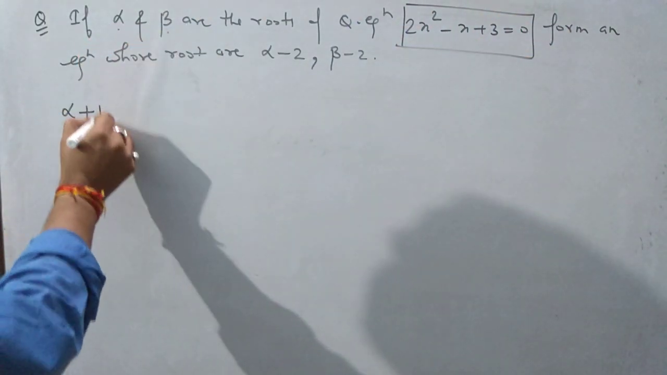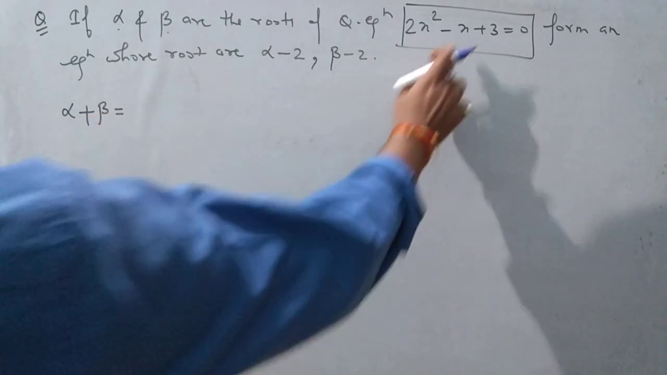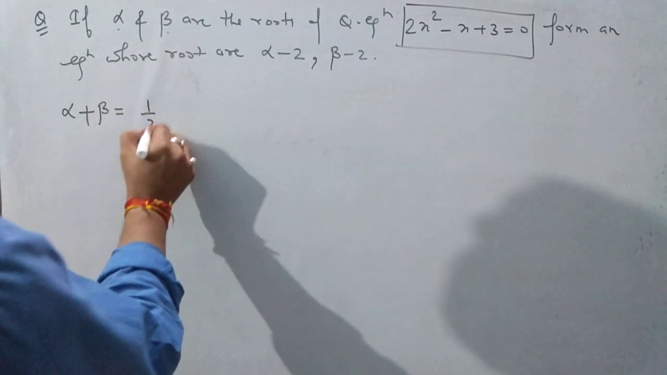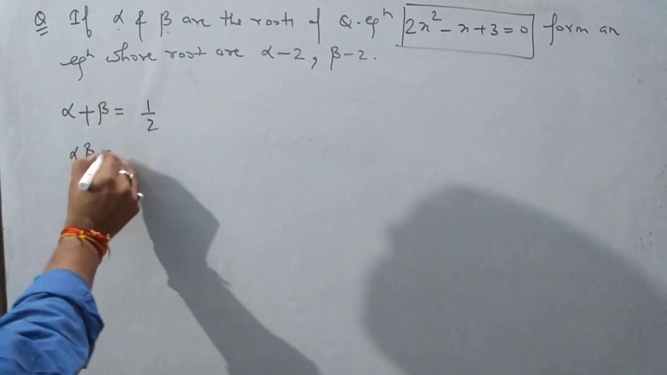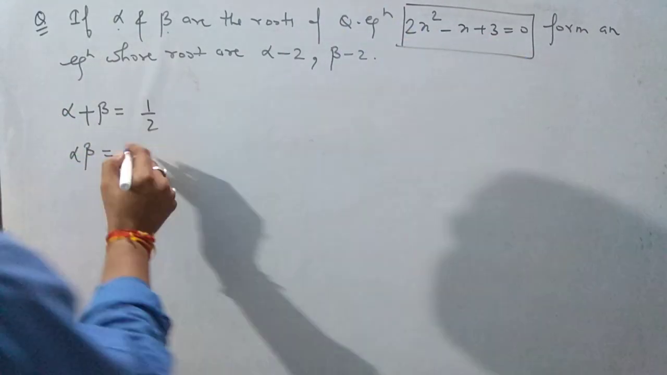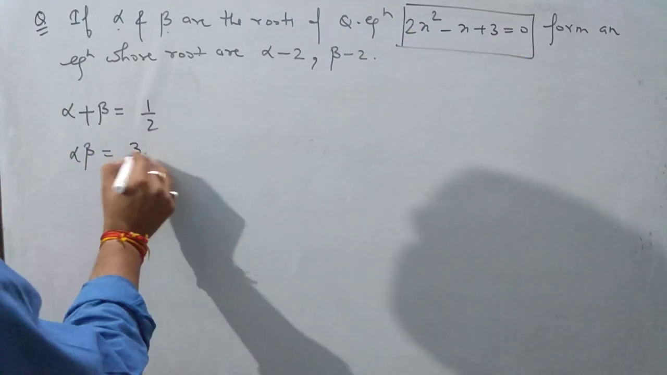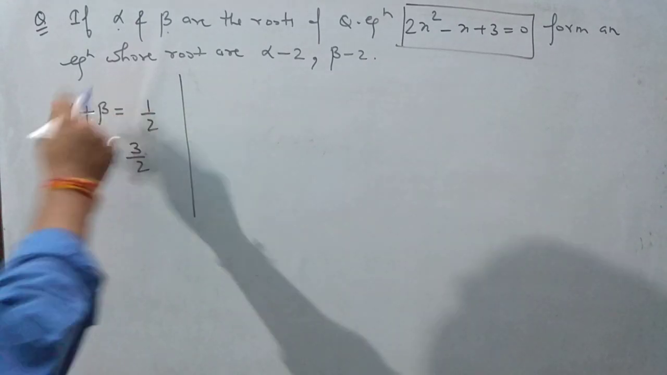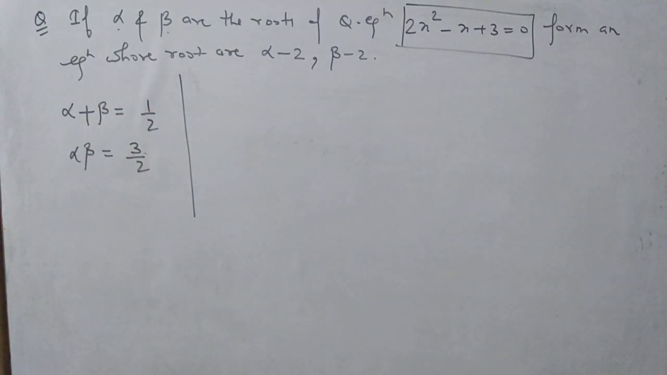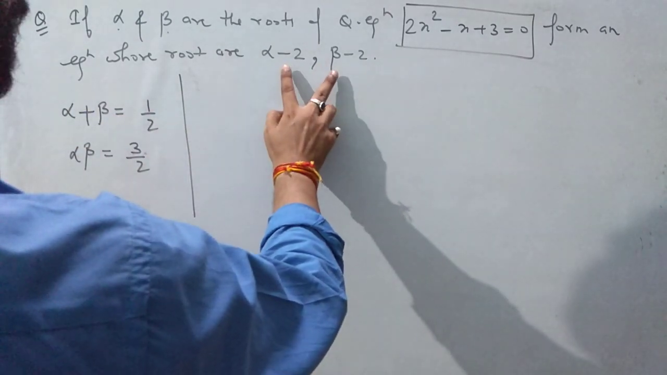So first we find alpha plus beta. The formula is minus b by a. It is coming 1 by 2, and alpha beta is c by a, it is coming 3 by 2. So this is the sum and the product. Now we want an equation whose roots are this.